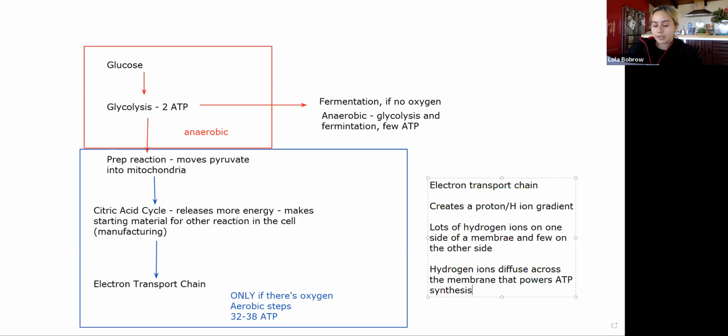The Calvin cycle is photosynthesis, or is it cellular respiration? It's in plants.